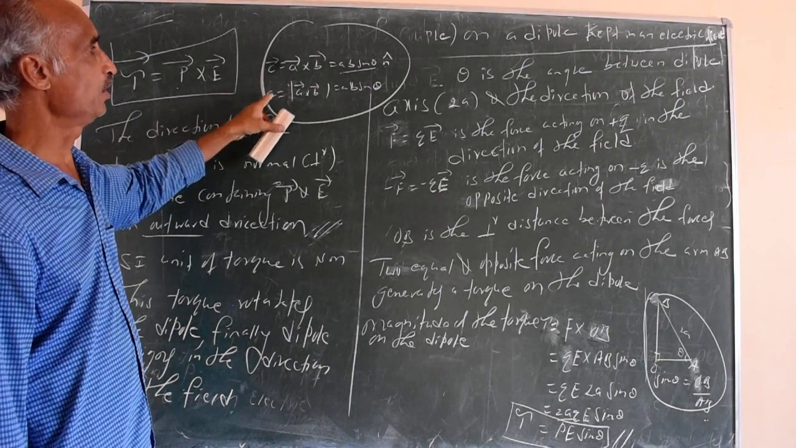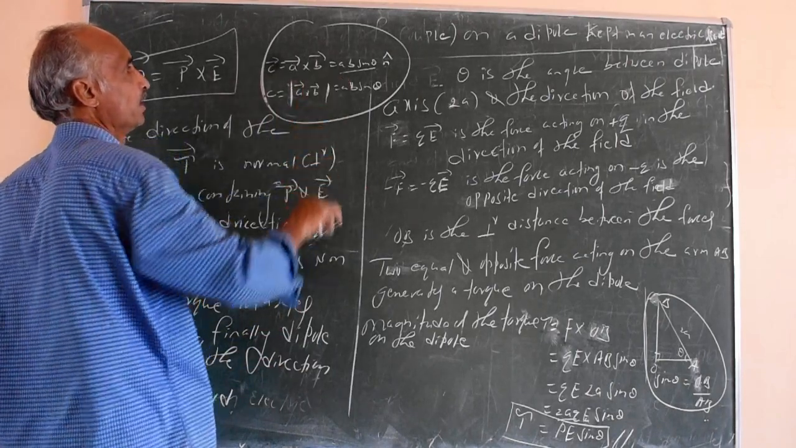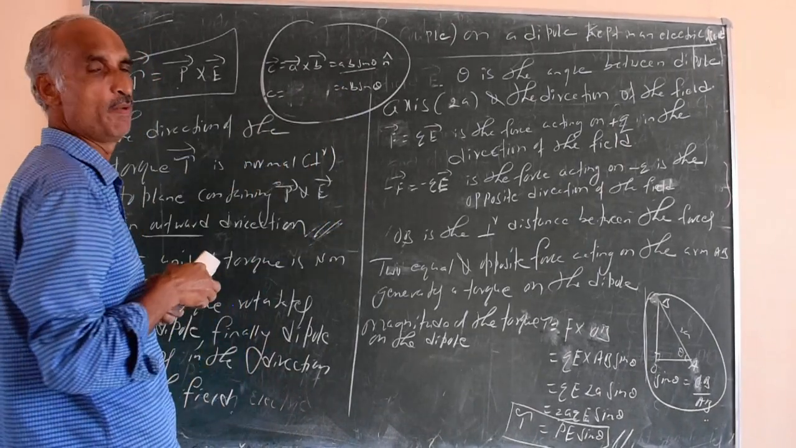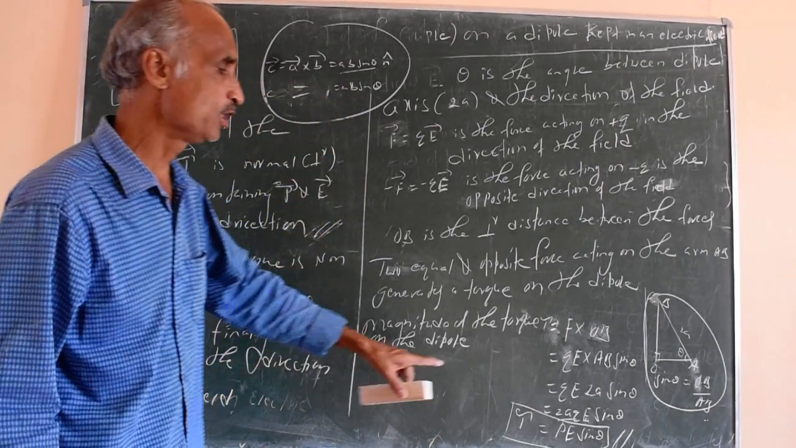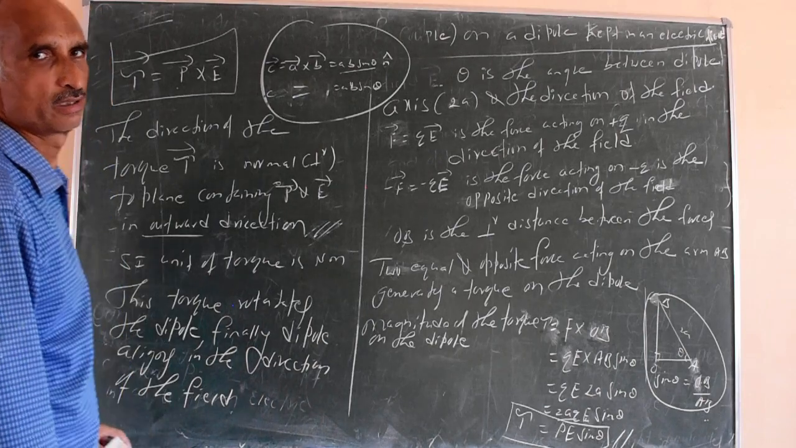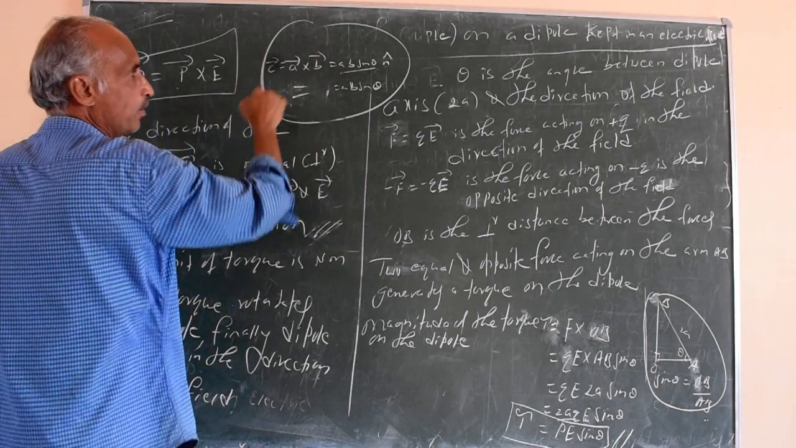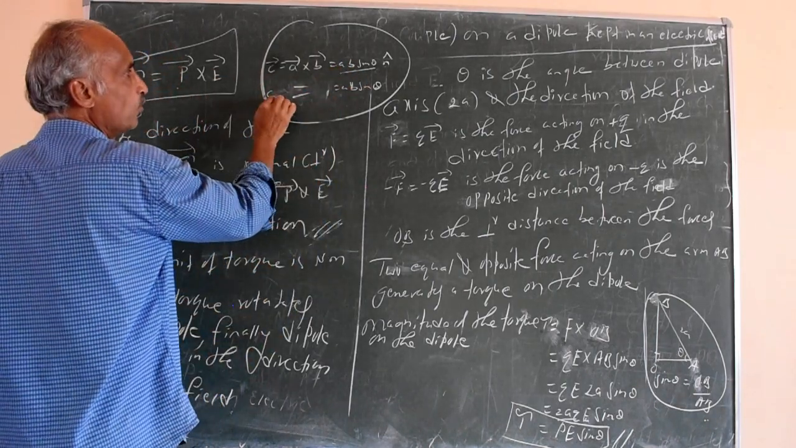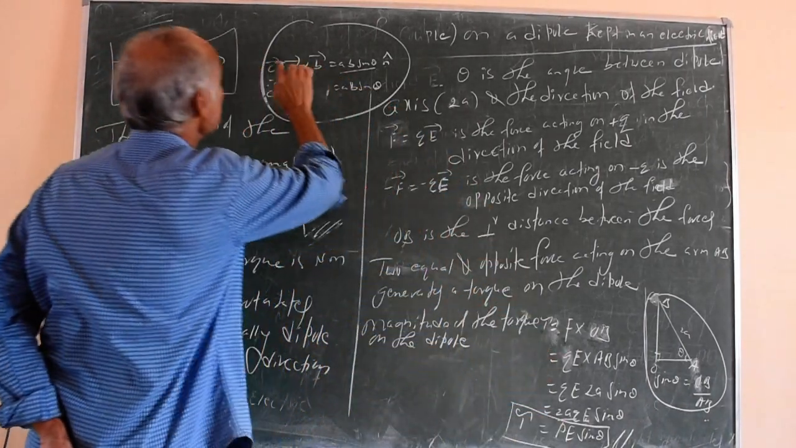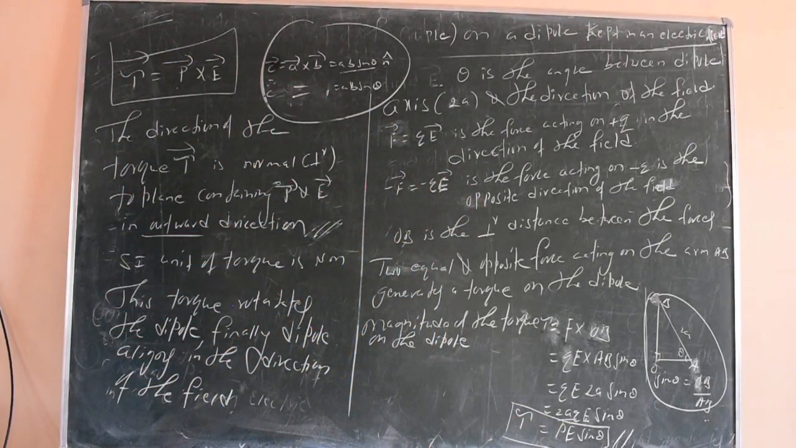Therefore the magnitude of C bar, C, is equal to AB sin theta. C indicates simply the magnitude. Tau is equal to PE sin theta. So C is equal to AB sin theta means C bar is equal to A bar cross B bar, and tau is equal to PE sin theta means tau bar is equal to P bar cross E bar.